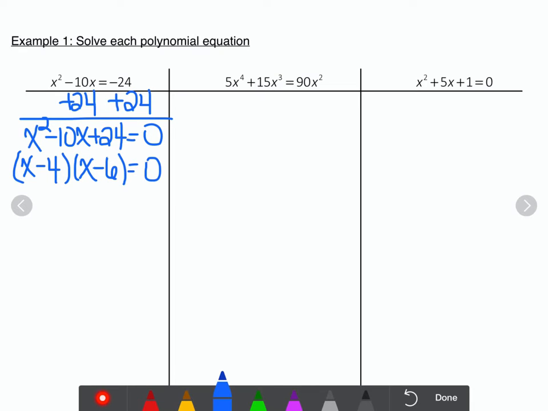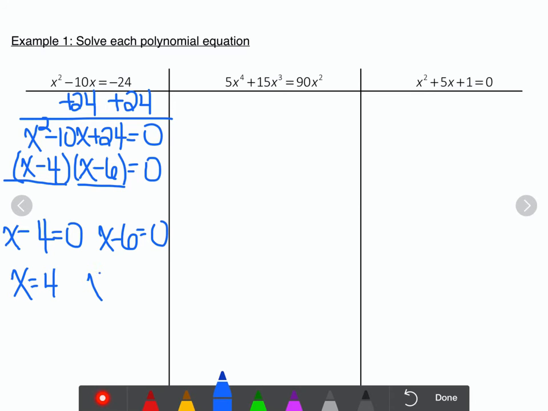Now that my polynomial is factored, I'm going to apply the zero product rule. I'm going to set each of my factors, and I have 2 factors here: x minus 4 and x minus 6, equal to 0, and solve each of these resulting equations. So x is equal to 4 and x is equal to 6. So we have 2 solutions to this polynomial.